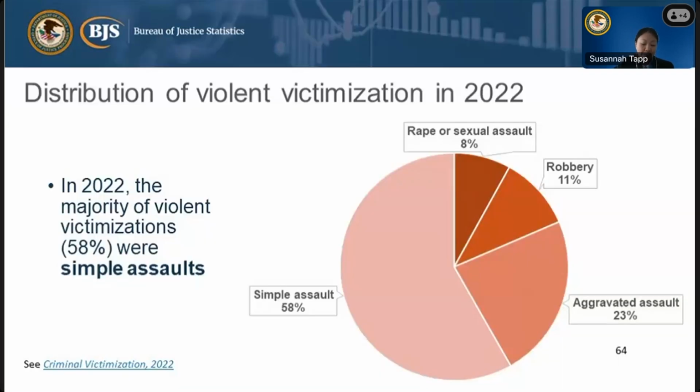This chart shows the distribution of violent victimizations in 2022. And as a reminder, violent victimization includes rape or sexual assault, robbery, aggravated assault, and simple assault. And in 2022, the majority of violent crimes were simple assaults at about 58%, followed by aggravated assault, robbery, and then rape or sexual assault.